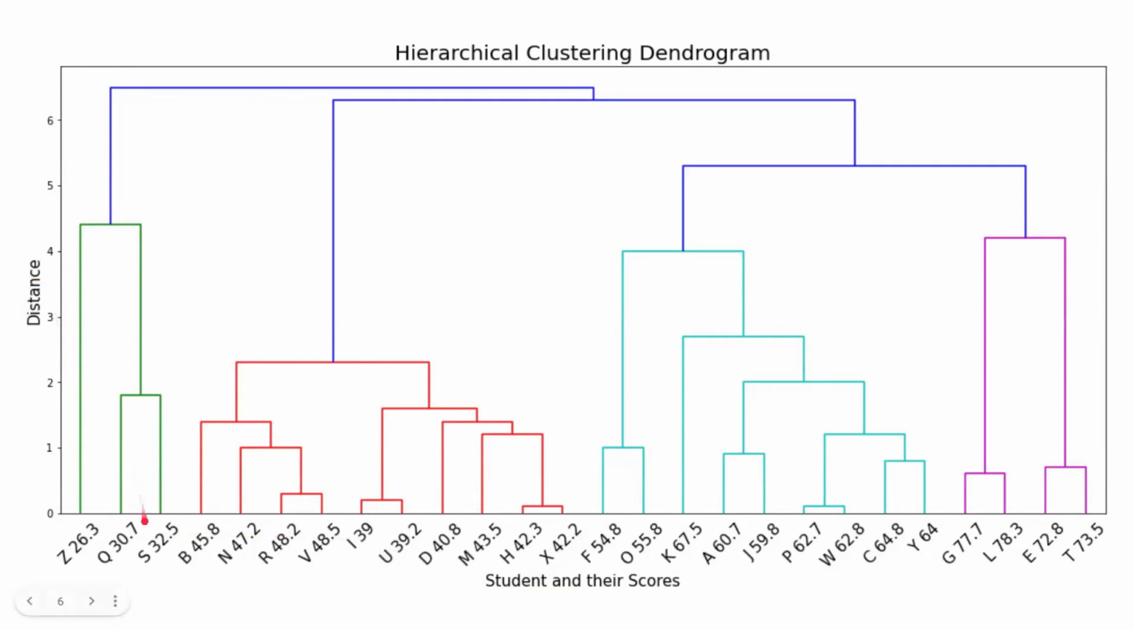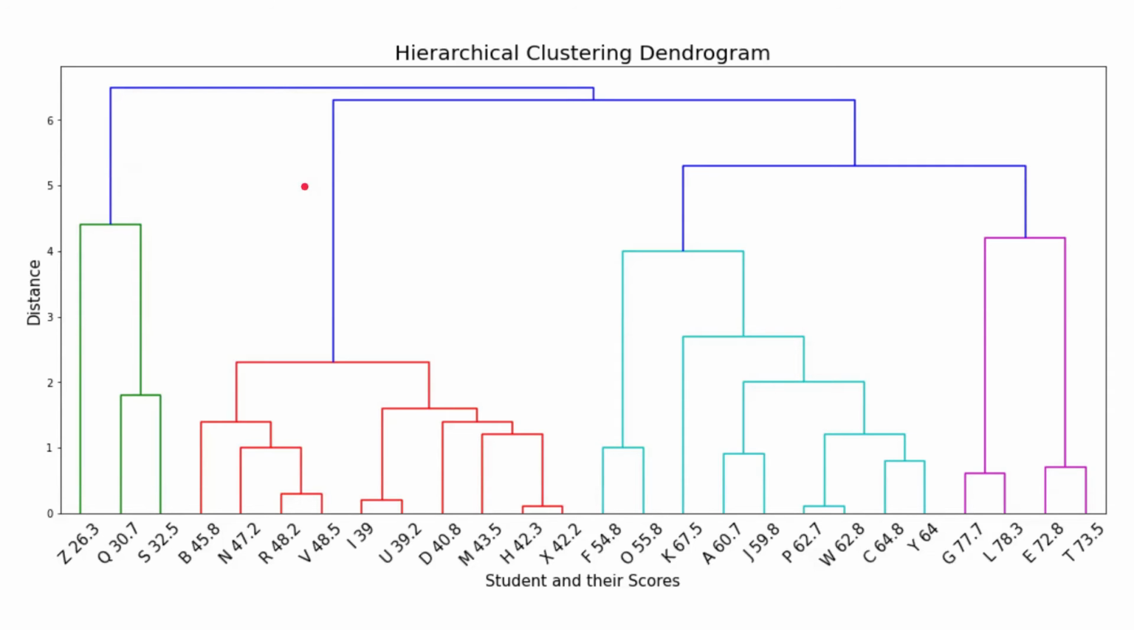For example, the cluster which contained students Q and S and the cluster which contained only the student Z got merged at the level which is around 4.4. Now the best part about the dendrogram is that we can set a threshold level, which will be a horizontal line, and then we can get any number of clusters that we want to solve our problem.